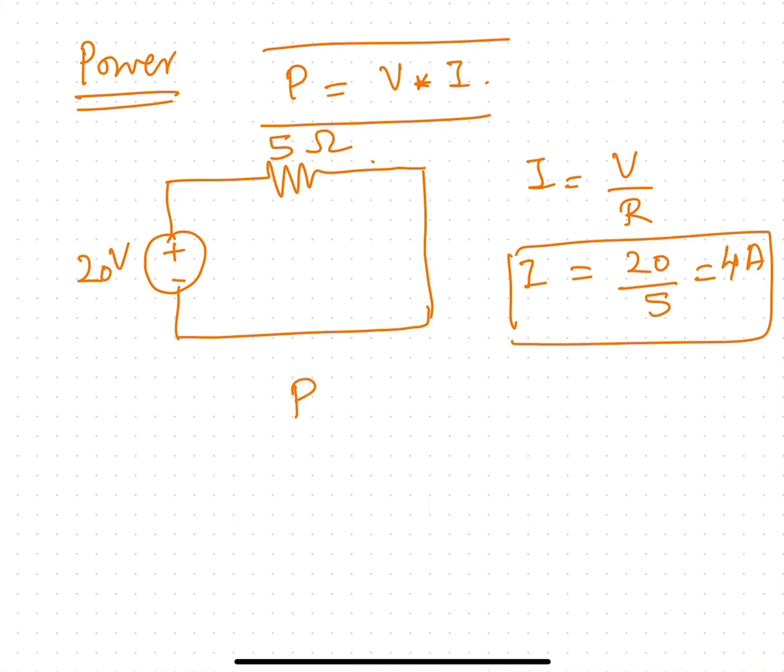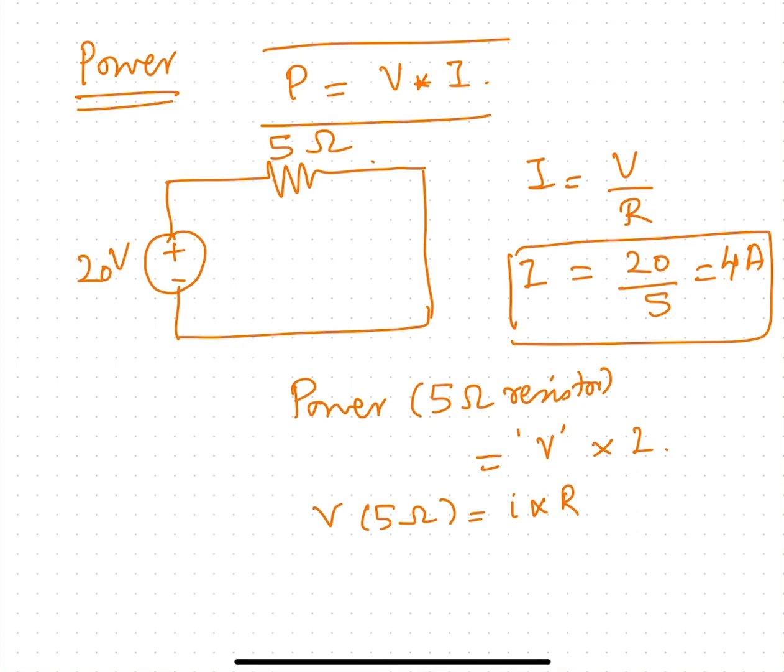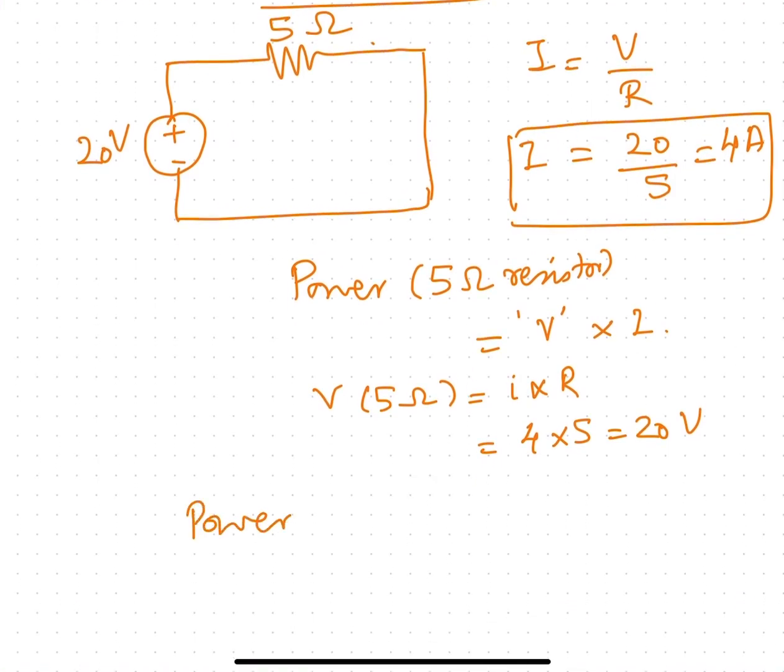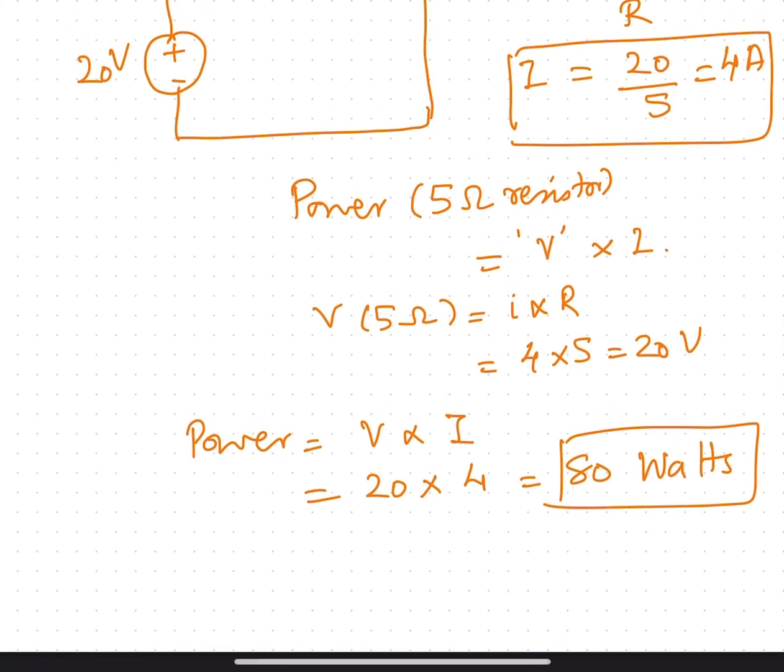So the power in the 5 ohm resistor is going to be the product of the voltage across the resistor into I. What is this V across the 5 ohm resistor going to be? It's going to be I into R. So if I is 4 amperes into 5, it's going to be 20 volts, right? So what is the power going to be? Power is going to be V into I. So it is 20 times 4, which is 80 watts. The unit of power is watts, so here it is 80 watts. So this is how we define power in DC circuits. We simply say that power is the product of the voltage and the current in DC circuits.